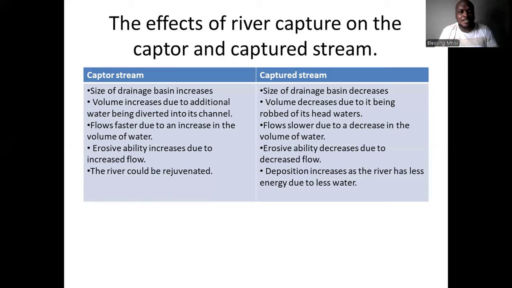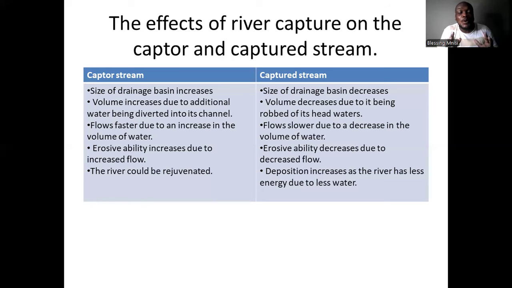It will be rejuvenated. Why is it rejuvenated? The volume of water has increased. The river now flows faster. The erosive powers of the river have been renewed. That's why the river will be rejuvenated after river capture.